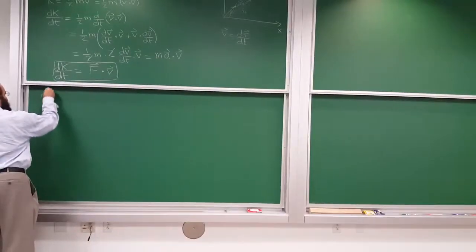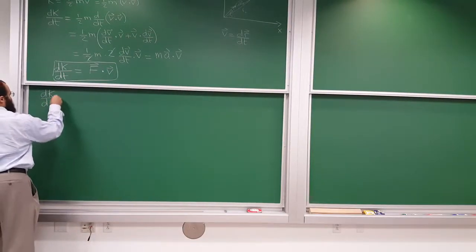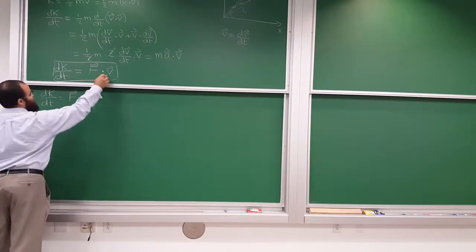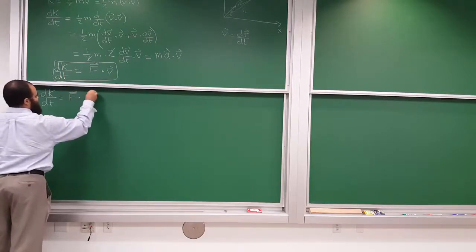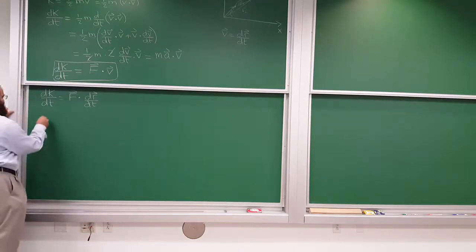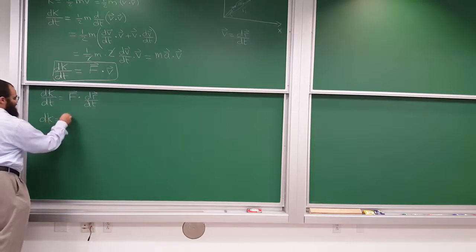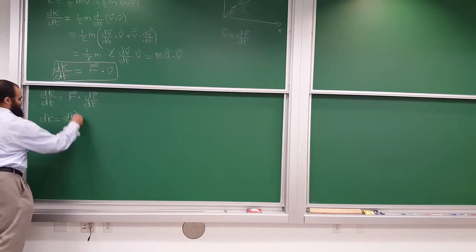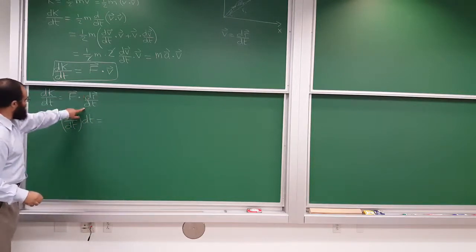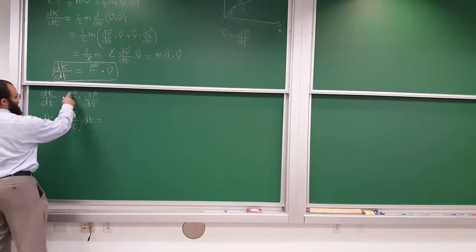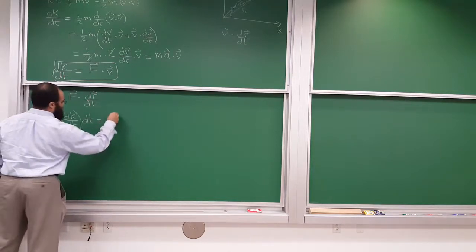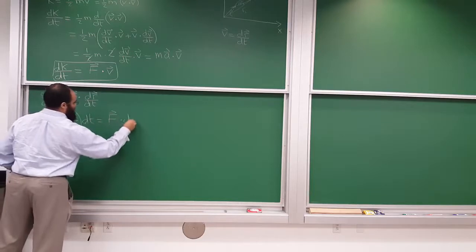So I have dK/dt is equal to F·dv/dt, F times v, but v is dr/dt. So now I want just dK. So dK is dK/dt times dt. But dK/dt is F·dr/dt times dt. So what is F·dr/dt dt? Well, the dt goes away and you just have F dot dr.